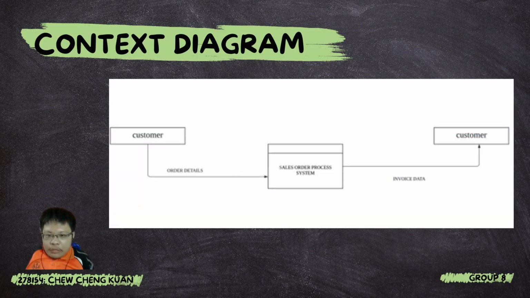Now, I would like to present the context diagram of the sales order. First, the company will receive the order details from the customer and process them in the sales order processing system. After the sales order is processed, the invoice data will be sent to the customer to get the confirmation.